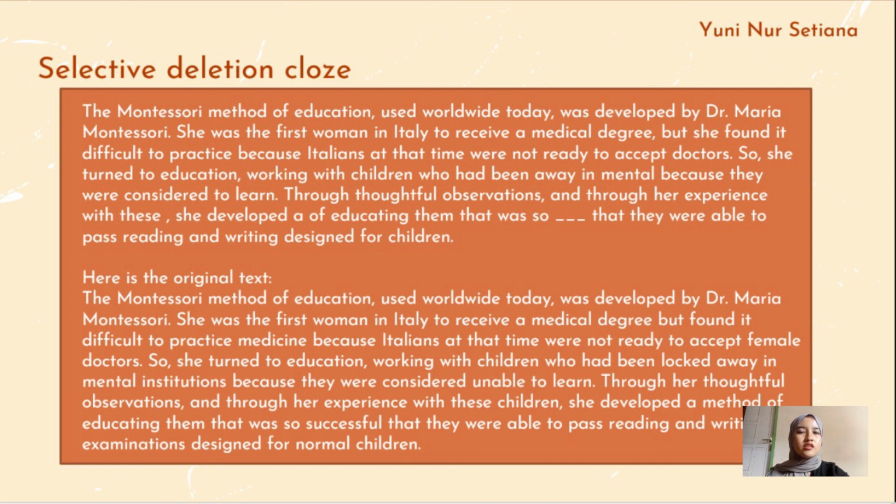In the selective deletion cloze or gap-fill test, the test taker must be able to identify not only the meaning, but also the form of the lexical item that is needed to fill in the blank. For example, in working with children who had been blank away in mental blank. The first deletion indicates that the vocabulary item required for the blank is a verb and that the verb takes the past participle form. For the next deletion, the word needs to be a noun and that noun needs to be plural.